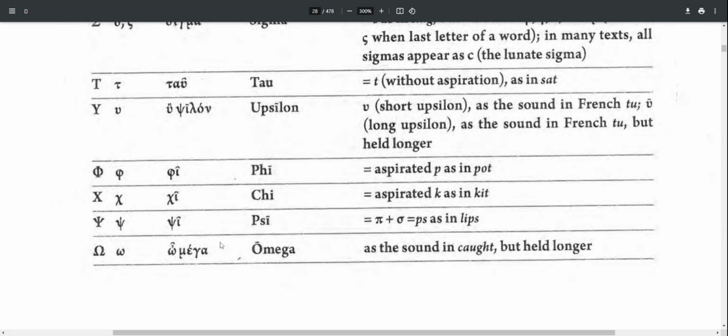And the next letter is psi, which is a combination of p and sigma, like p and s, and lips. And the last letter is o, or omega, which is the sound of caught, held longer.